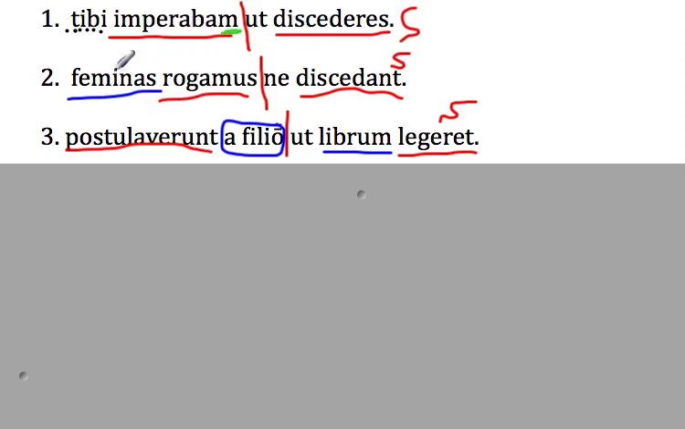indirectly. We asked the women not to leave. So at one point we said, hey women, don't leave. Okay? Because they were running away from us, evidently. I'm not sure why. Number 3, they demanded from the son that he read the book. In other words, hey son, read the book. That's what they demanded at one point. So these are indirect commands.